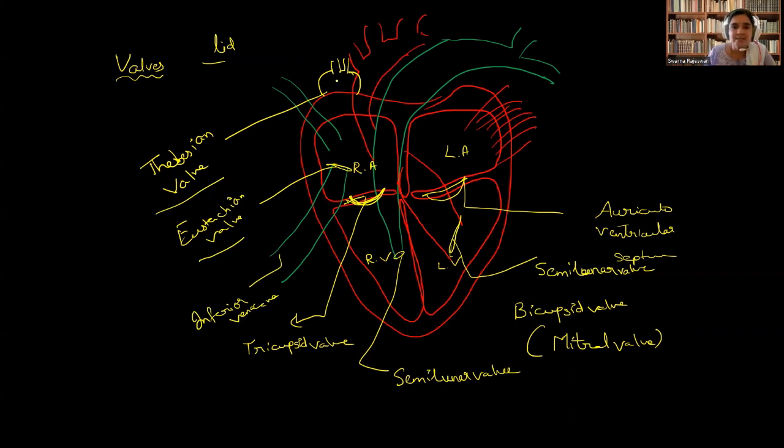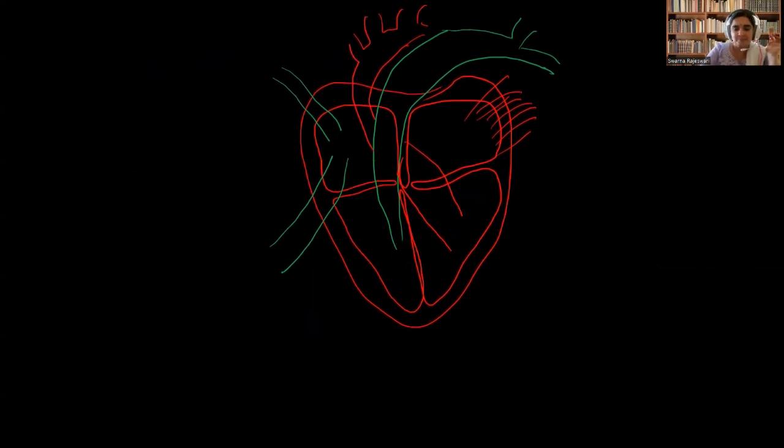Now, this is the coronary sinus. Here the Thebesian valve is present, and these two, the Thebesian valve and the Eustachian valve, are remnants in adults. That means after birth, they will not be present. They are present only in fetal stages. So this is about the different valves which are present.